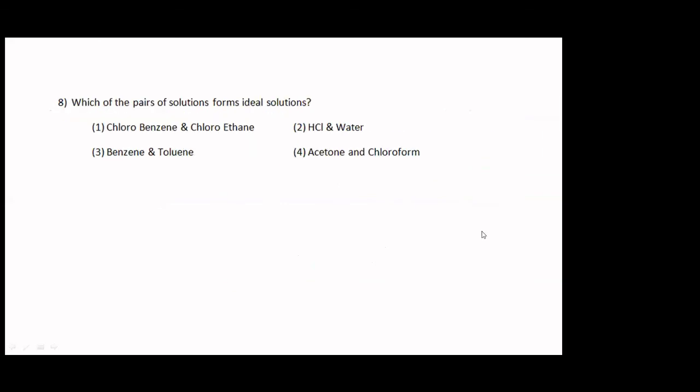Which of the pairs of solutions form an ideal solution? Yes, ideal solution. What are the characteristics? The A-A interactions, B-B interactions, and A-B interactions, all the three must be of almost the same magnitude. Delta H mixing is equal to 0. Benzene and toluene, that is correct. That will form an ideal solution.